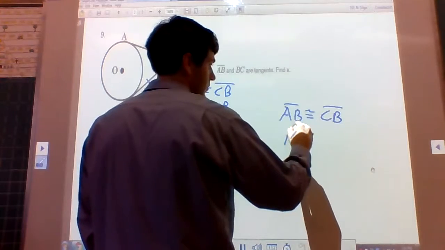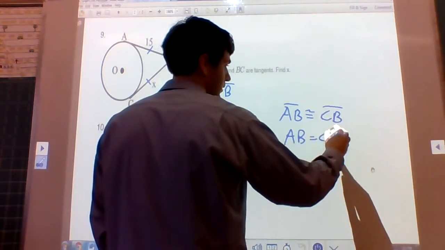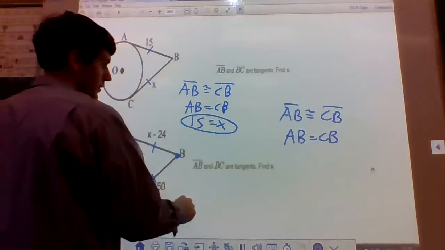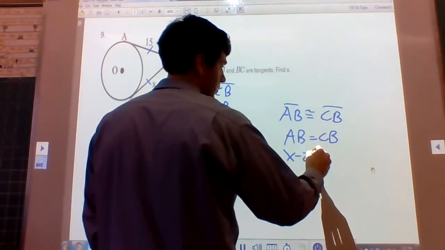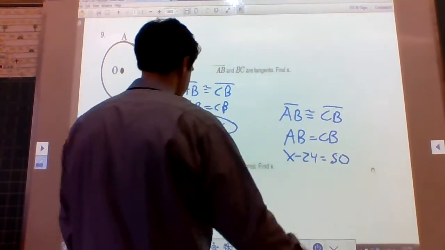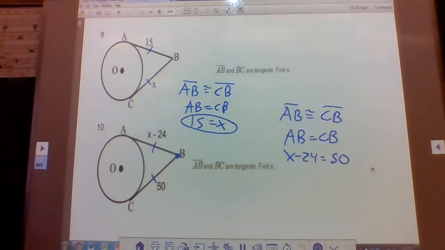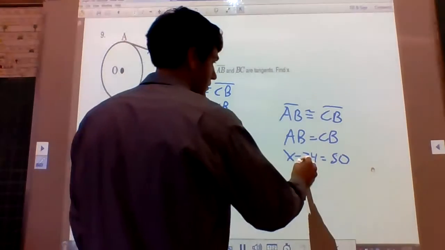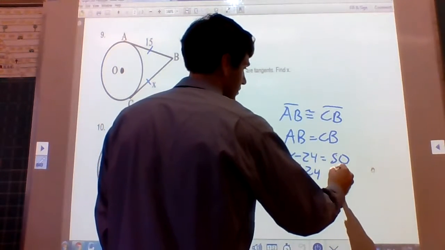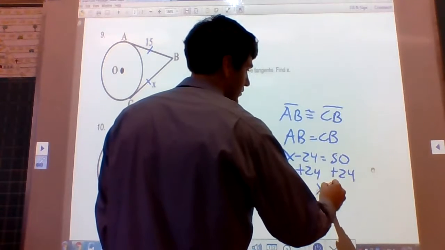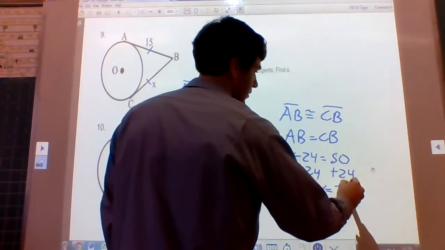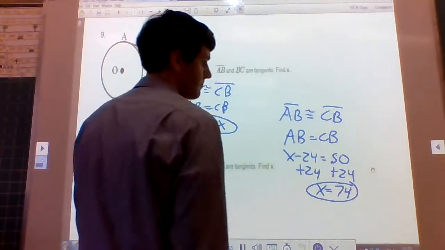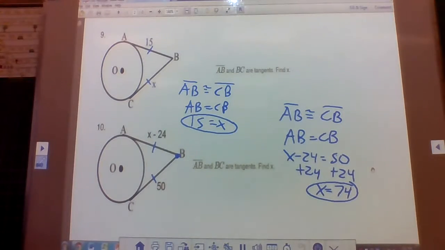So AB equals CB. So X minus 24 equals 50. Solve for X, add 24 to both sides. We get X equals 74. And that's all we had to do. I don't think we're going to ever get to 11 through 15. So I think we're good on that assignment.